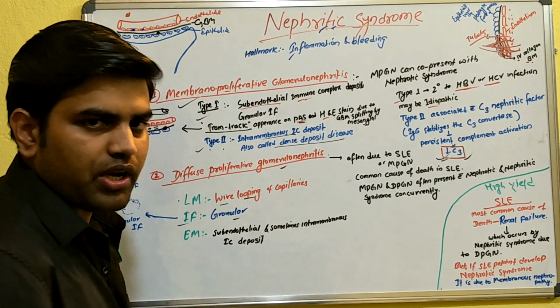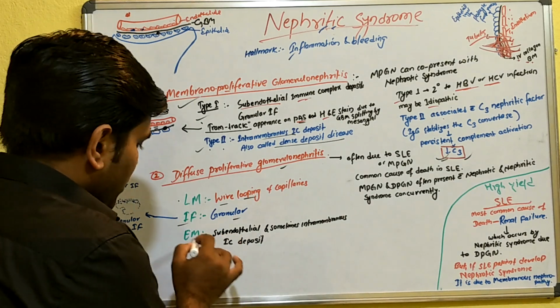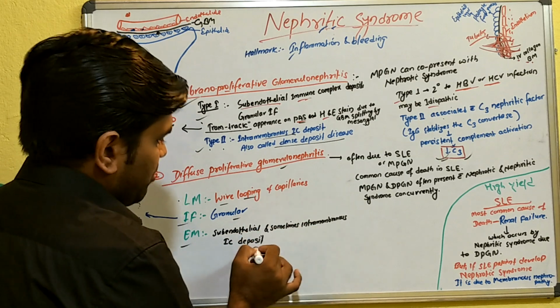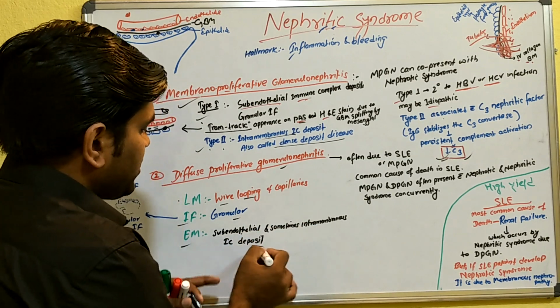Immunofluorescence will be granular, we have discussed it. And on electron microscopy, there will be subendothelial or sometimes intramembranous immune complex deposition.